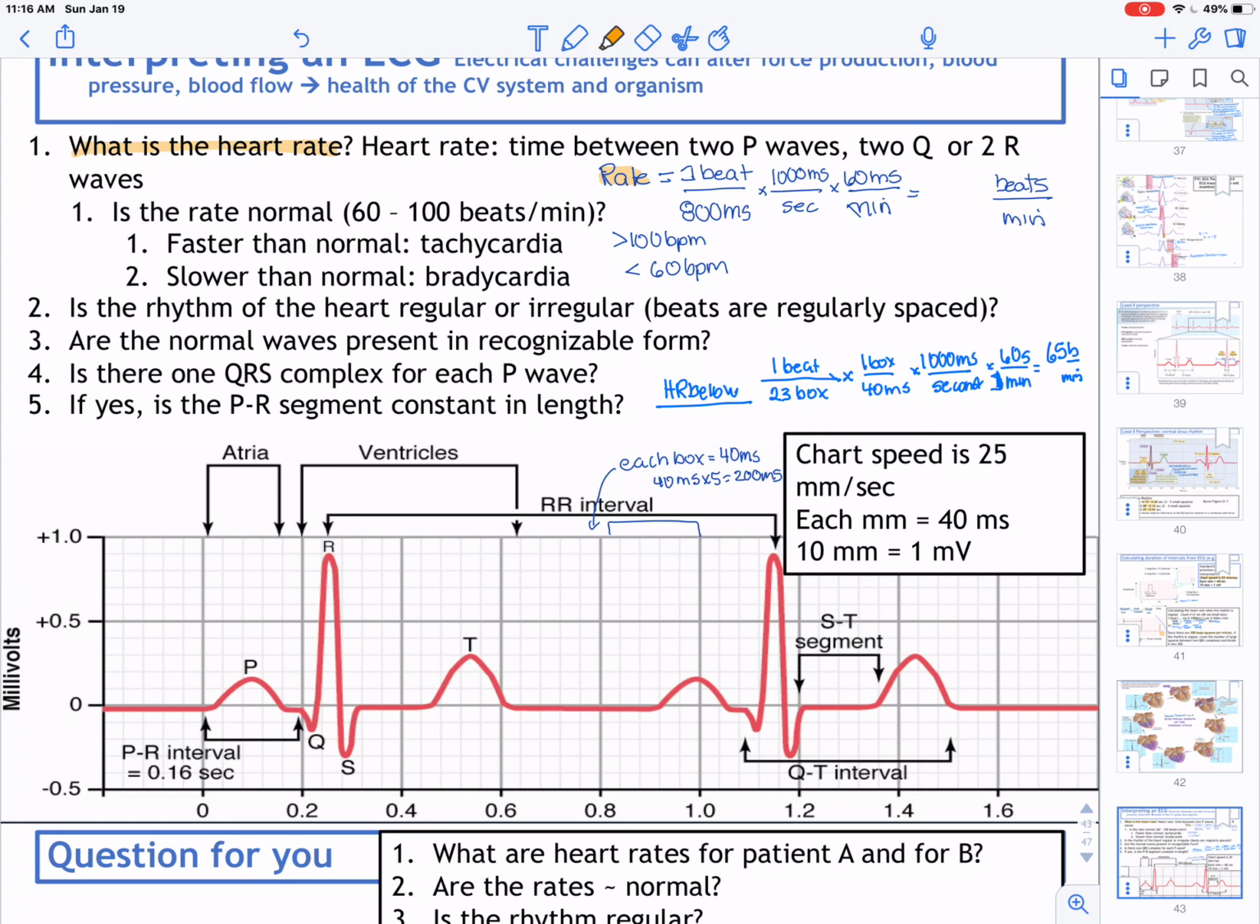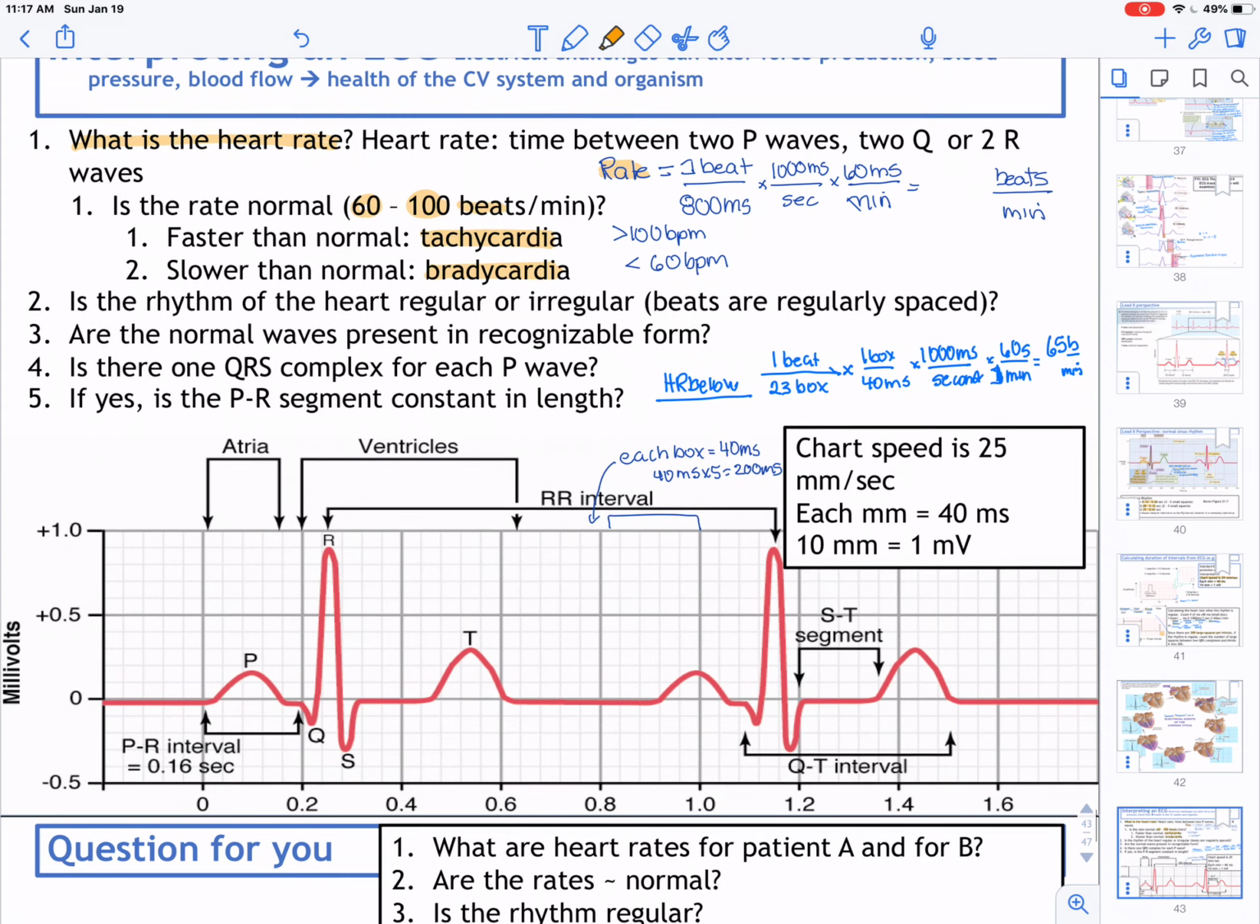And you're going to note whether the rate is normal. So normal is considered between 60 to 100 beats per minute. If you have a heart rate greater than 100 beats per minute, then you're considered tachycardia, too fast. And if it's slower than 60 beats per minute, it's considered bradycardia.